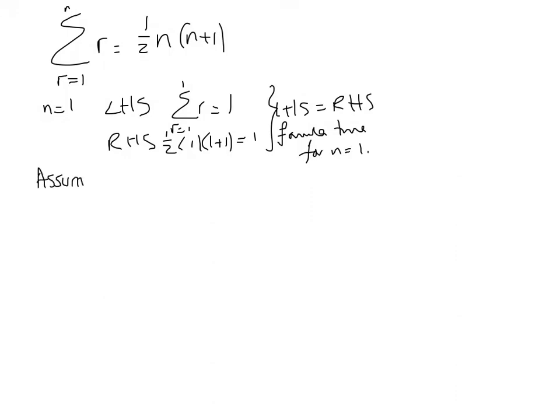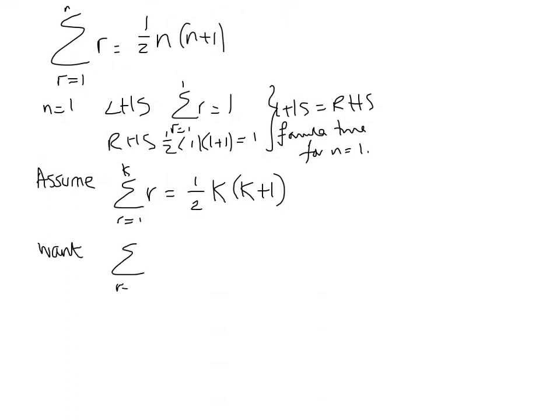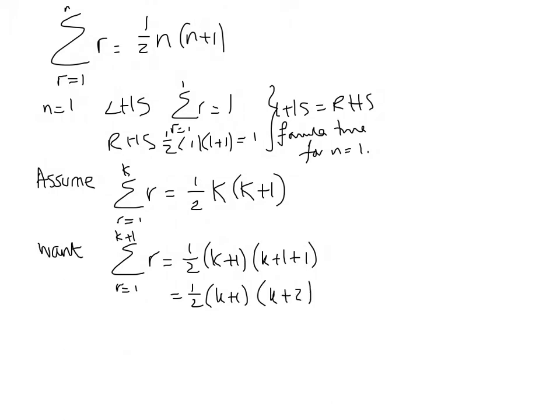Okay, now we make our huge assumption. We assume that if we add up from 1 to k, where k is a specific fixed number, then we do indeed get a half k(k + 1). So this is saying that the formula is true when n is k. What we want is to be able to show that if that's true, then the formula will also be true when n is k + 1, which is a half (k + 1)(k + 2). That's what we're going for.